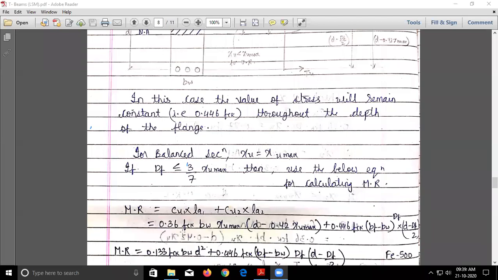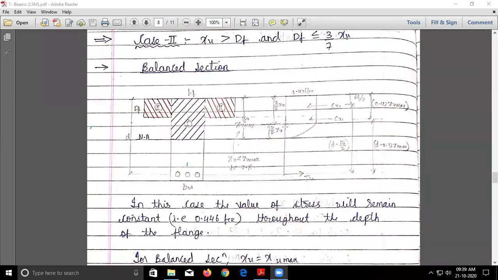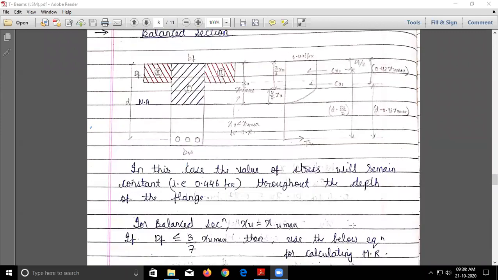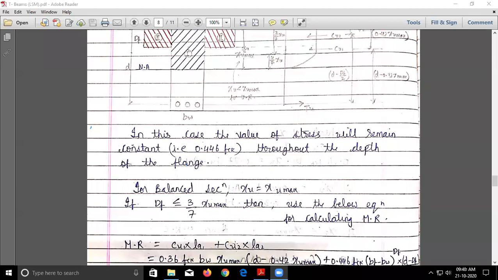Correct? So Cu1 is nothing but 0.36 FCK BW into XU max into the lever arm, which I just explained. For Cu1 it is D minus 0.42 XU max. Now Cu2 is nothing but 0.446 FCK into B into DF. Okay? So remember, total BF minus BW gives us the second area. Are you getting BF minus BW? This is the total BF, and from it I subtracted BW, so I get the second area. So this we are doing for the second area only, CU2.